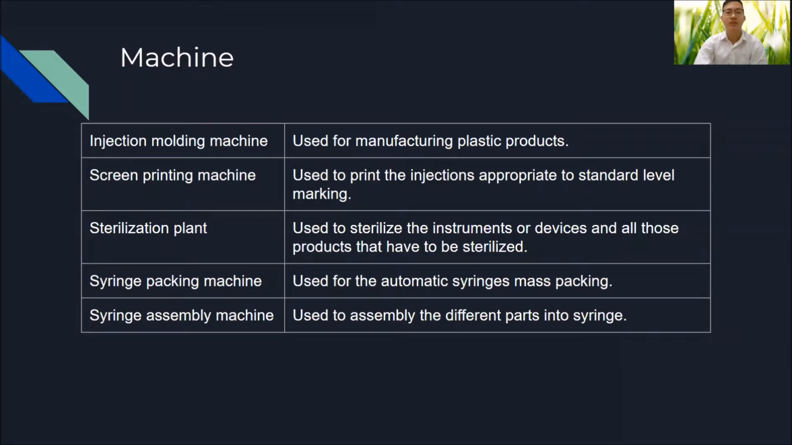Next, the syringe packing machine. It is used for automatic syringe mass packing. And the last is the syringe assembly machine. It is used to assemble the different parts into syringes.